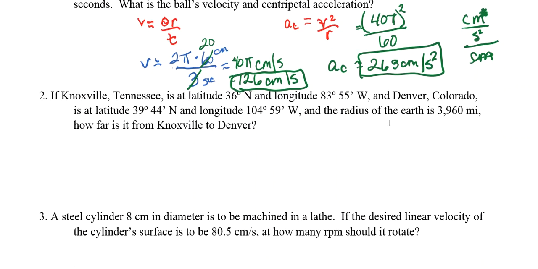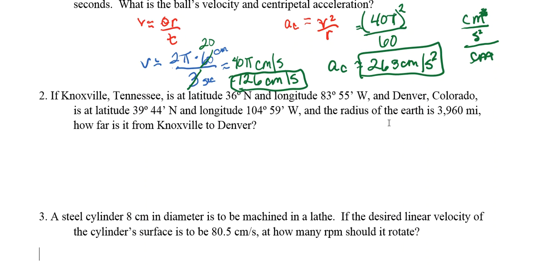If Knoxville, Tennessee is at a latitude of 36 degrees north and a longitude of 83 degrees 55 minutes west, and Denver, Colorado is at a latitude of 39 degrees 44 minutes north and a longitude of 104 degrees 59 minutes west, the radius of the Earth is 3,960 miles. How far is it from Knoxville to Denver?